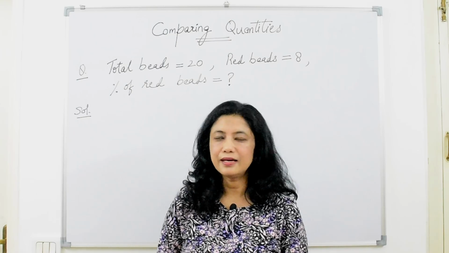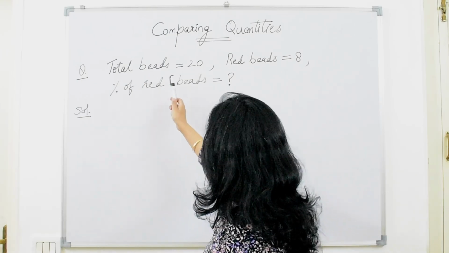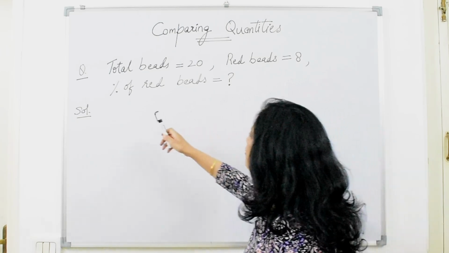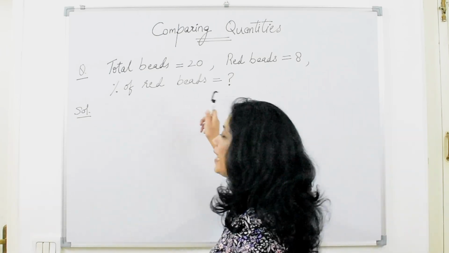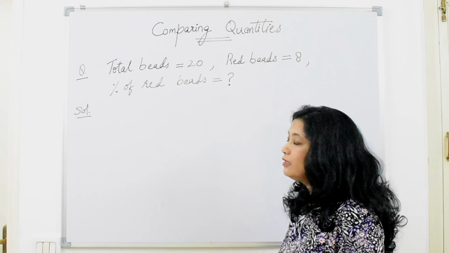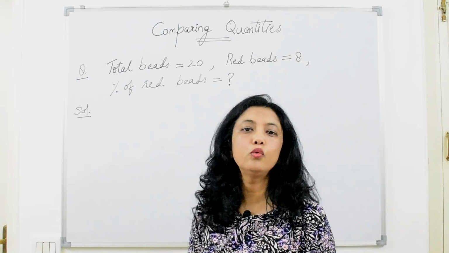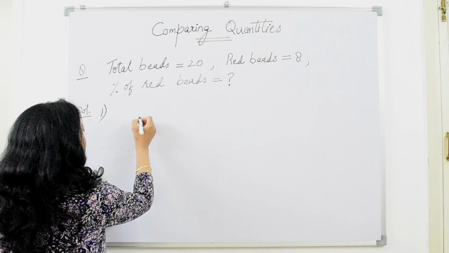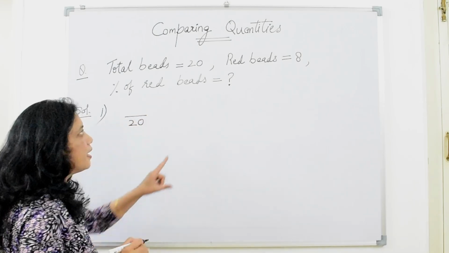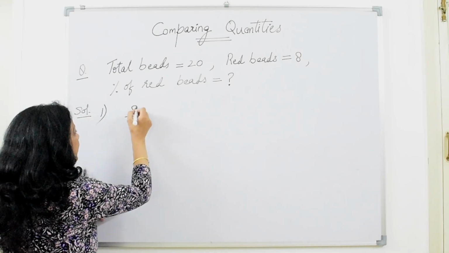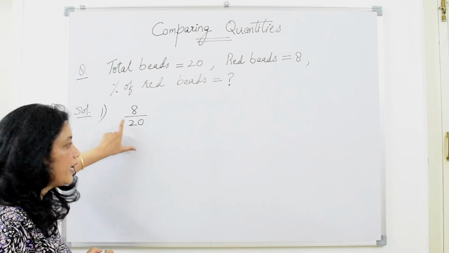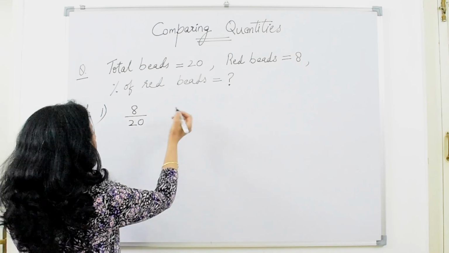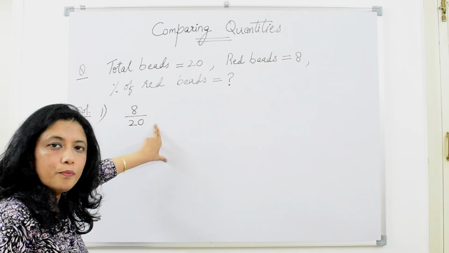Let us now solve this sum. We have total beads 20, red beads are 8 in number. We have to find the percentage of red beads. How will we find it? See, we can find this in two ways. First method is, we know that total beads are 20, number of red beads are 8. So we get the fraction 8 out of 20, 8 red beads out of 20 beads. Now we can convert them into percentage.